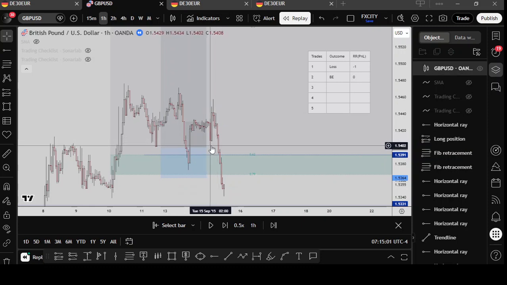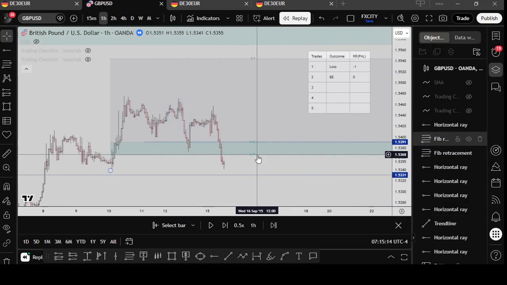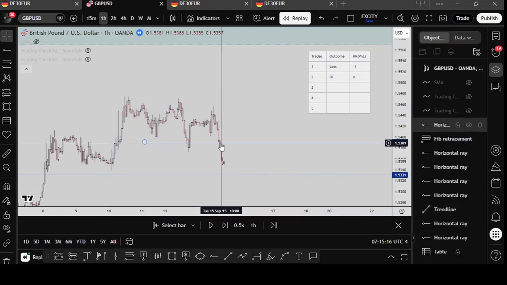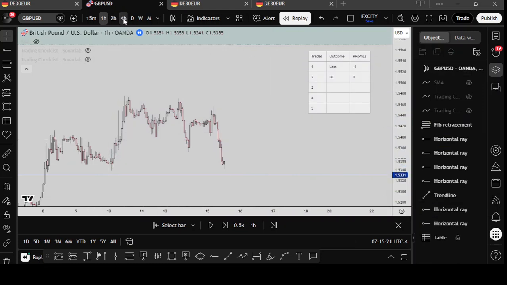If price starts to break this low to make a lower low, that means it is no longer maintaining structure here. So this is a break even trade. That's the second trade of this episode, which is a break even. So now I have a break even and we have one loss.